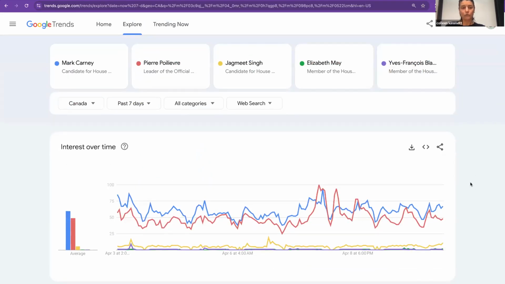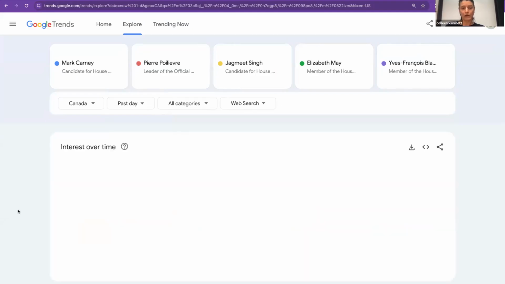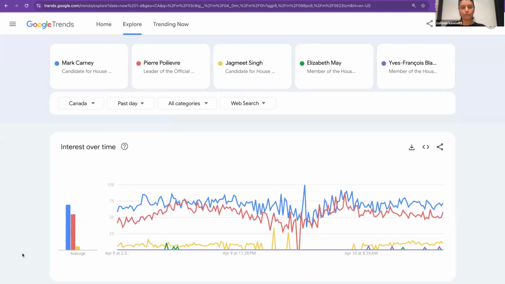If I wanted to, let's narrow this down and see if we can just get interest over time for the past day. If I wanted to embed a graph like this, I could just download it here. Well, actually, no, that just downloads a CSV file, which I could use to make my own graphic in another application if I wanted to.